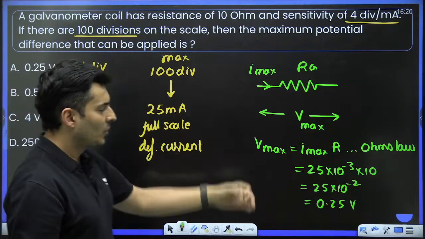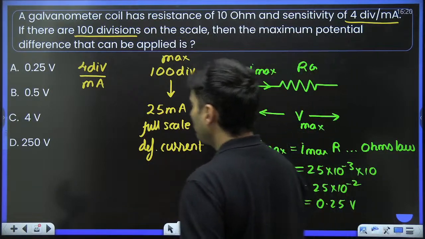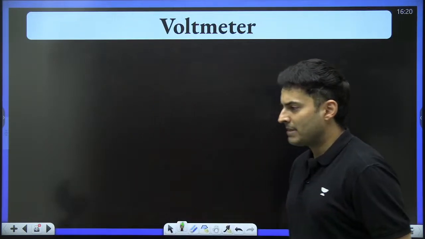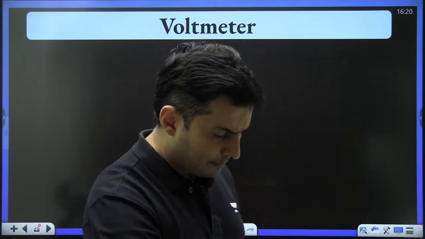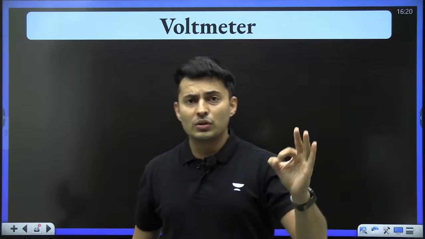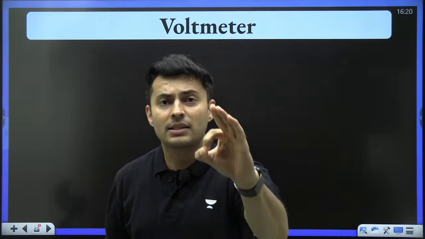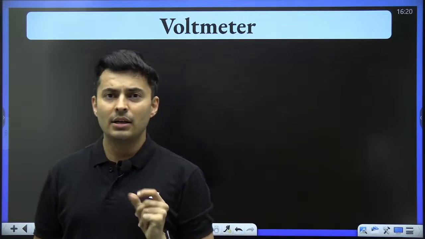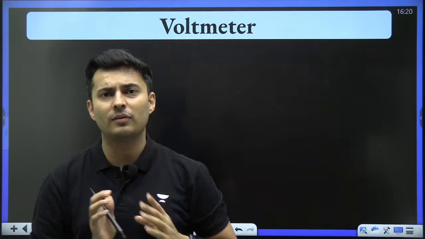Alright, moving on now to the next one. Coming up on your screen, that is your voltmeter. Voltmeter, like I said, is used for measuring voltage. At the end of the day, it is a galvanometer only, but it has been modified slightly so that it behaves like a voltmeter. It shows voltage instead of current.